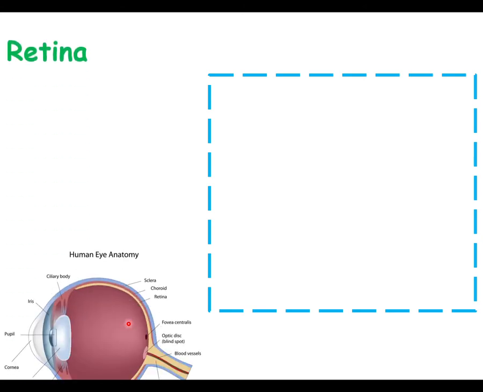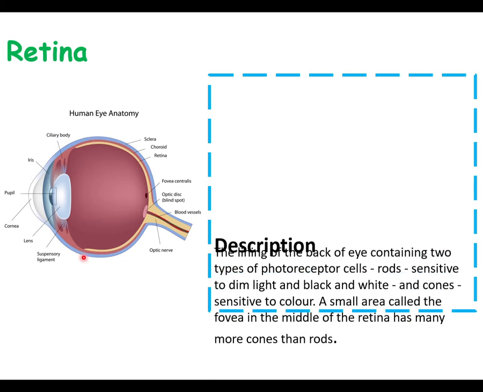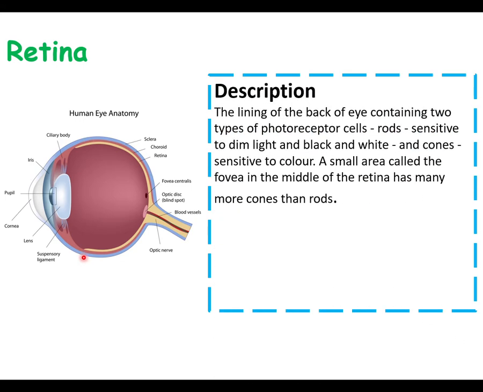Next, we have the retina. Now this is the very inner lining of the eye, and it contains all the light sensitive cells. So it contains the cones and the rods. Rods are sensitive to light intensity, so they are triggered by very low light intensities. So if it's very dark, you won't be able to see in colour, but you'll see in black and white because it's your rods that are stimulated. And your cones are responsible for detecting colour. They detect red, green and blue coloured lights.